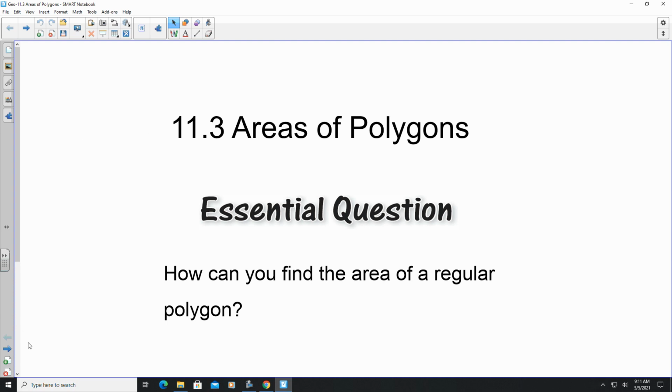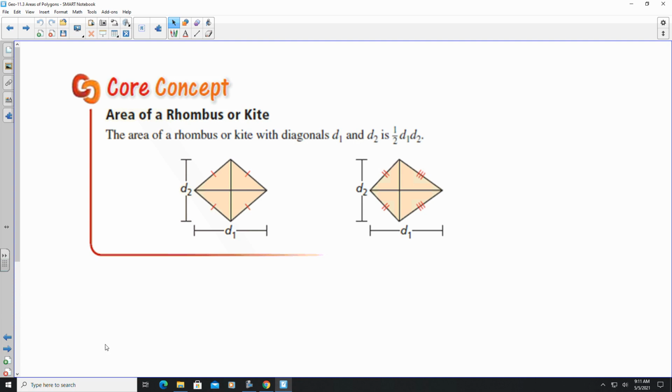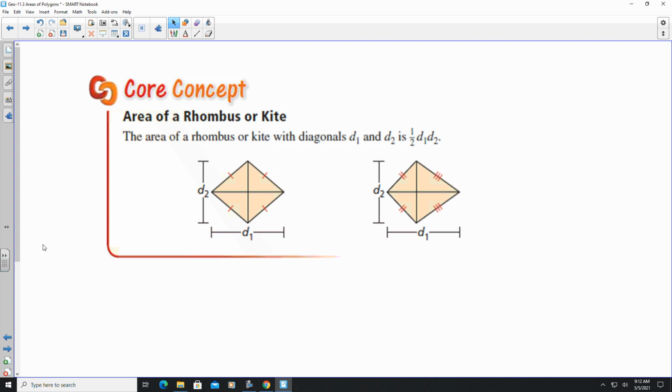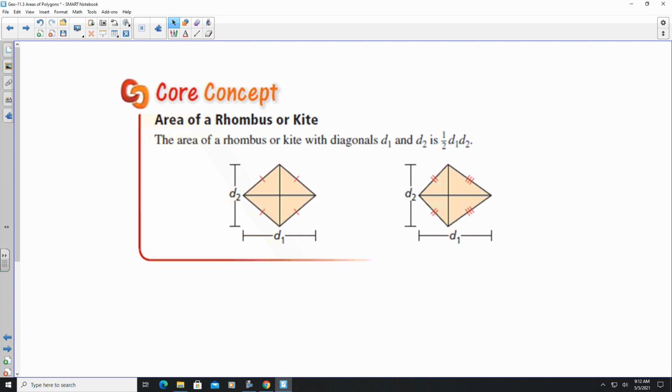For starters, the first thing we're going to look at is being able to discover the area of a rhombus or kite. If you are given the values of each diagonal of a rhombus or a kite, the formulas are essentially the same. It is going to be 1/2 times one diagonal times the other diagonal.